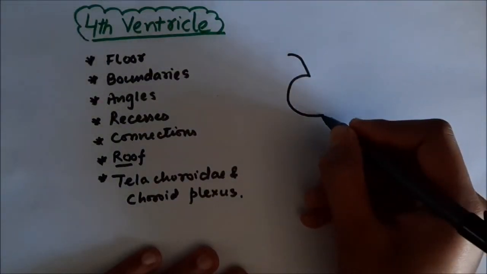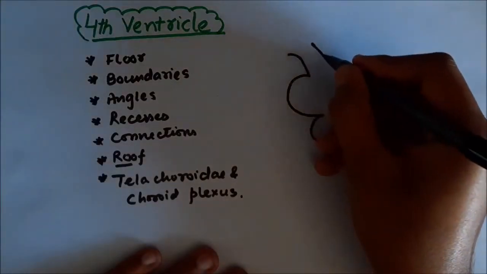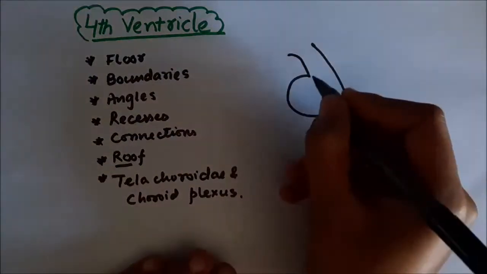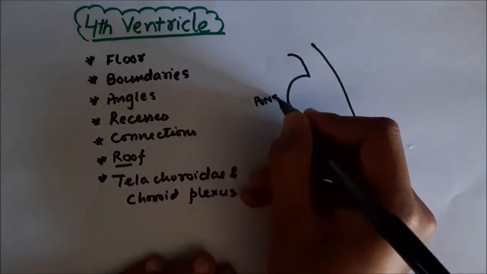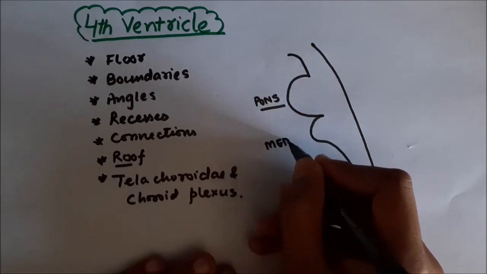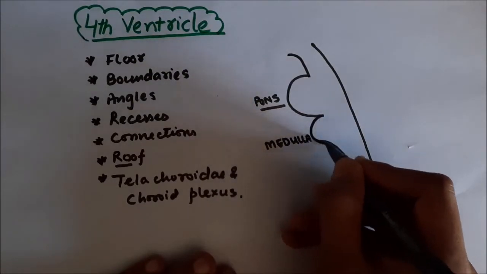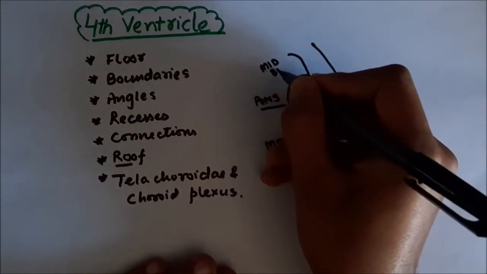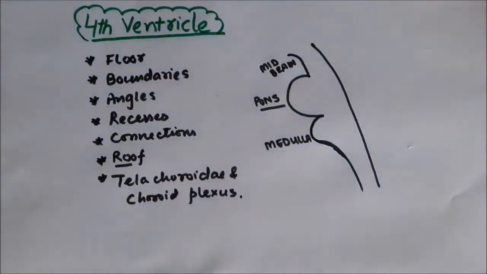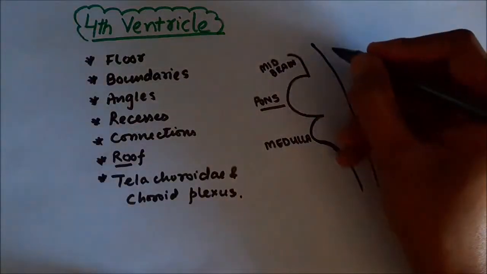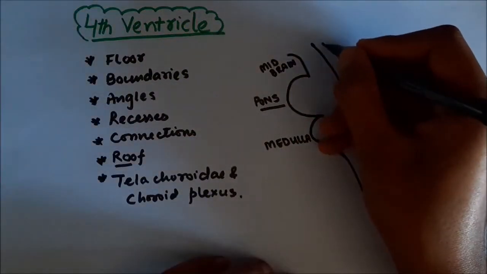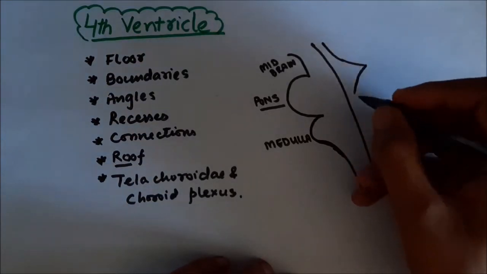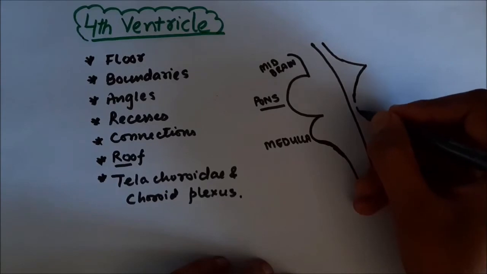This is the midbrain, pons, and the medulla. As we can understand, this is the diagram of a brainstem. So this is the pons and this part is the medulla. Okay, let me draw it here properly. This is the medulla and this is the midbrain. So midbrain, pons, and medulla, and exactly on the posterior aspect of this is the fourth ventricle. So this is the location of the fourth ventricle, just behind the brainstem.